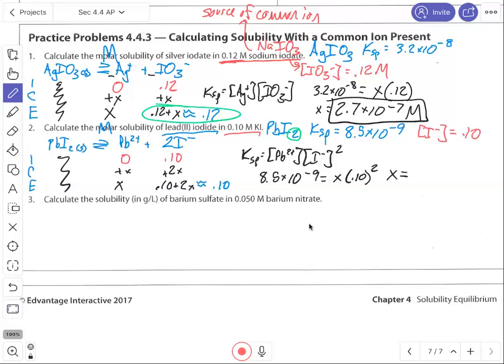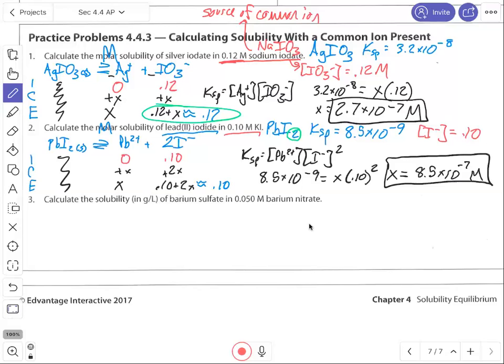What are you getting for the value of x? 8.5 times 10 to the negative 7. Yep. Does that make sense? You with me? Yeah.